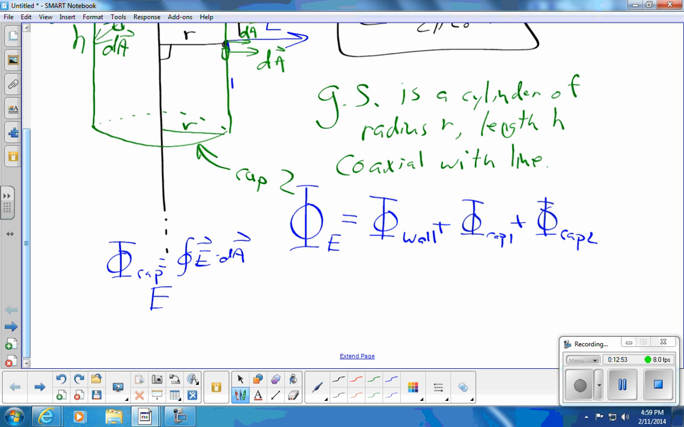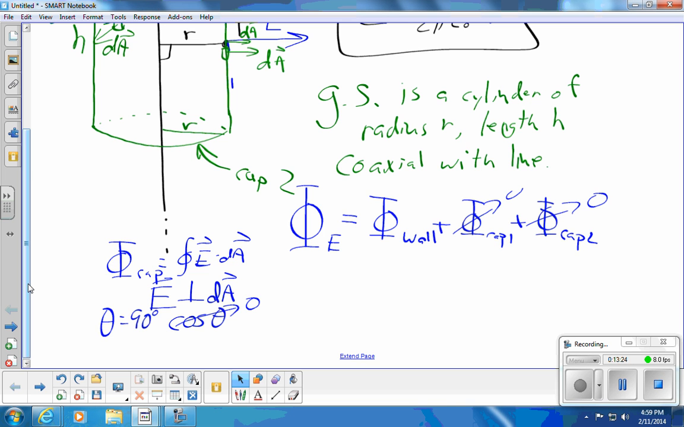But for those caps, E is everywhere perpendicular to dA, which we indicated above. Therefore, the angle theta is everywhere 90 degrees, and cosine of theta then becomes 0. And so there's no flux through the end caps. All the flux through this whole thing is the flux through the wall of the cylinder.